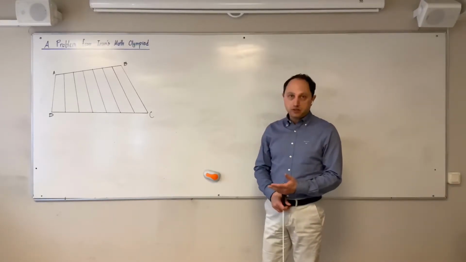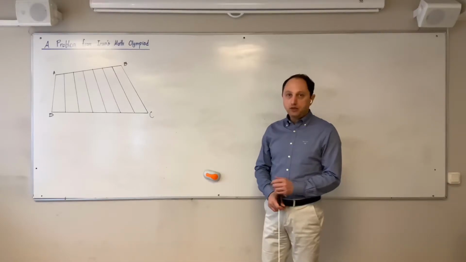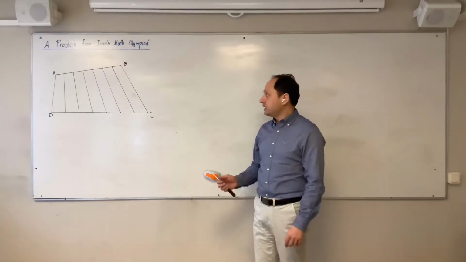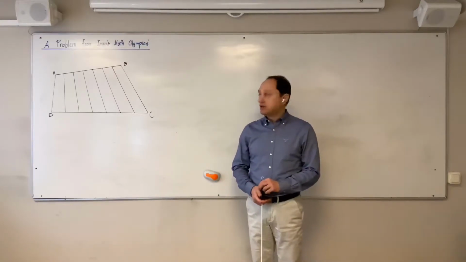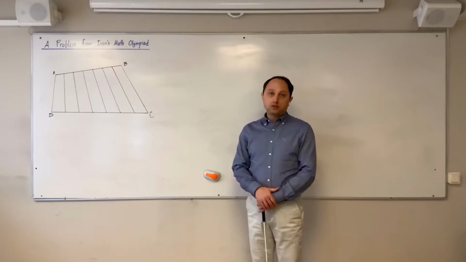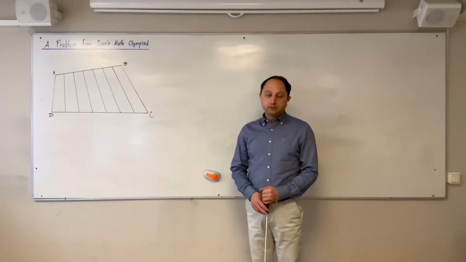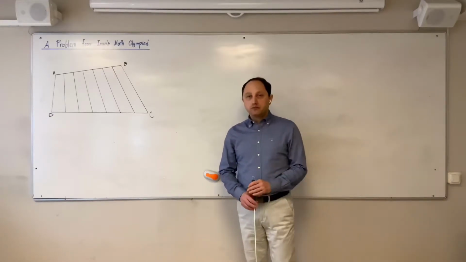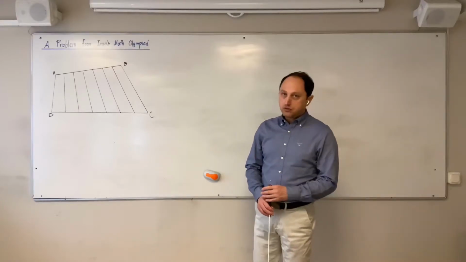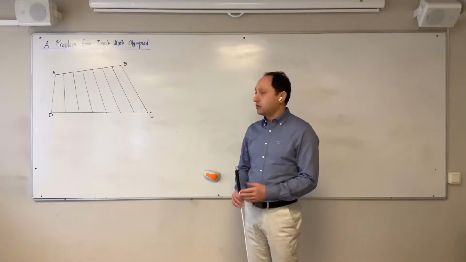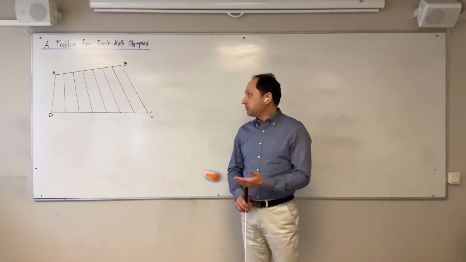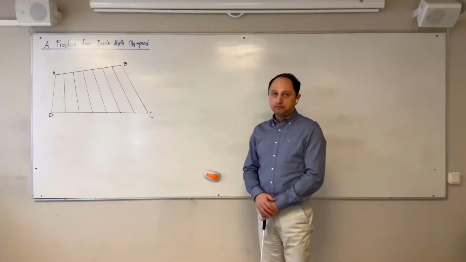The question is this: prove that the area of at least one of these smaller quadrilaterals is 1/7 of the area of the original quadrilateral. I recommend you pause the video at this point and try to solve the problem yourself first. And if you get stuck, you can come back and review and see a proof for this problem.